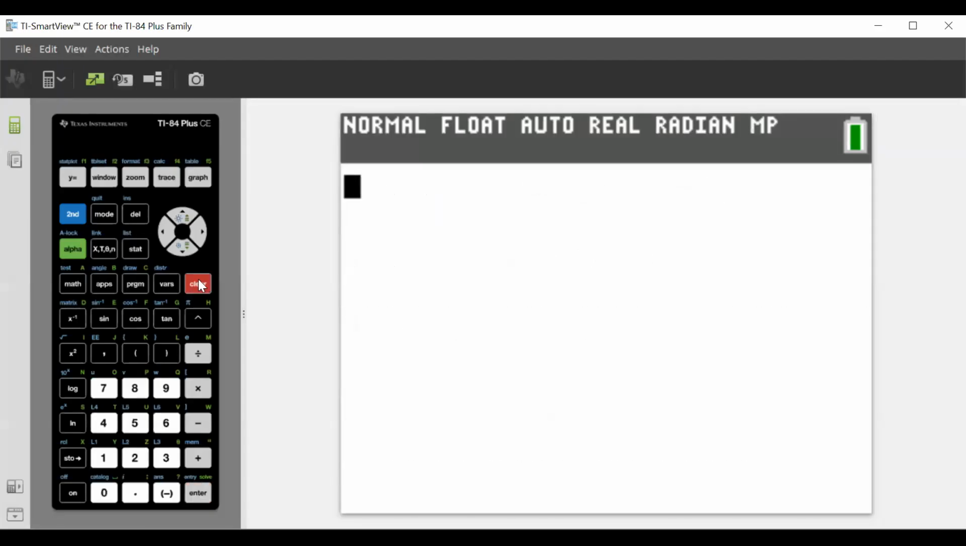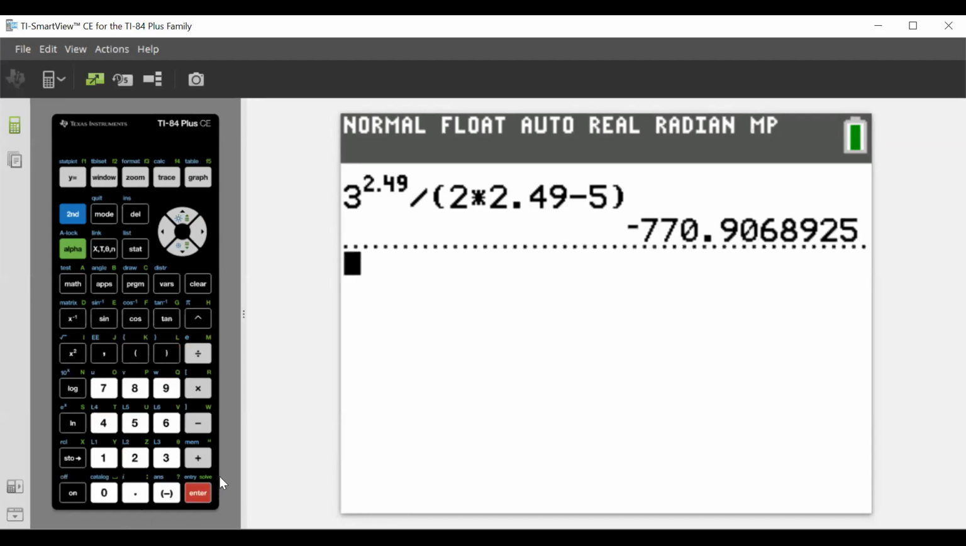All right, so let's clear that. And so now we have the 3 to the x. Well, the first one's 2.49. Now we need to remember to take that down, divided by, and then we have 2 times 2.49 minus 5 in parentheses, and that gives us negative 770.907. Let's do 3 decimal places. Okay. Now let's add the next one.